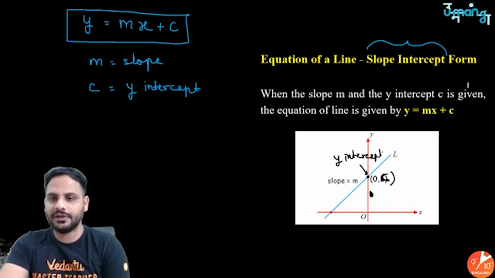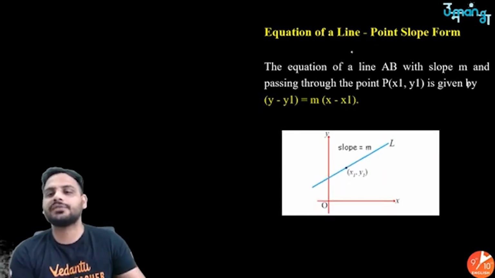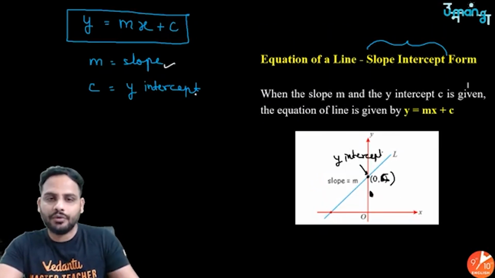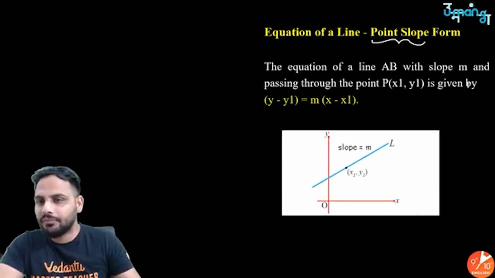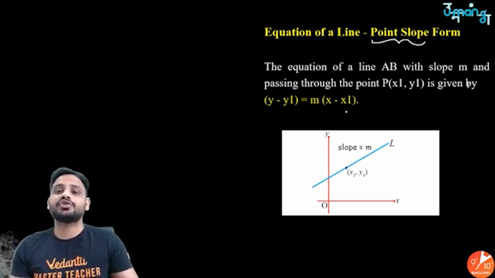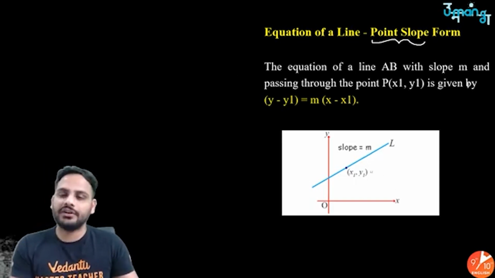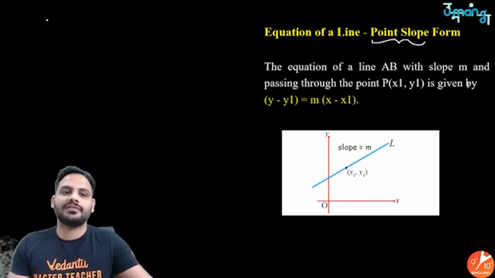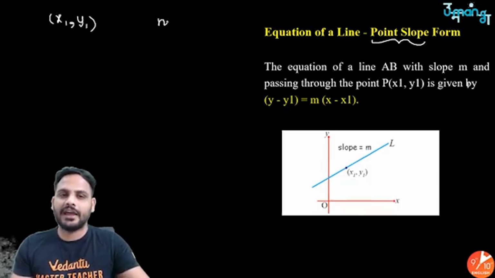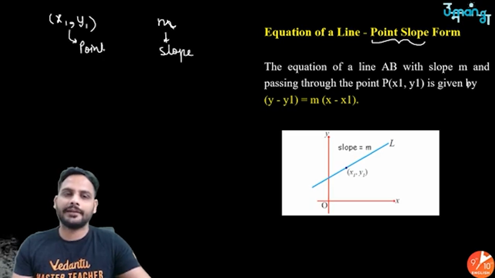The next one is your point slope form. So you need one point and a slope. Earlier you wanted a slope and intercept, you got both. Now you need one point and a slope. That means you should know the slope, and the second thing is you should know any one point through which the line is passing. So let us say the line is passing through (x1, y1) and the slope is m. M is your slope. This is your point on the line.